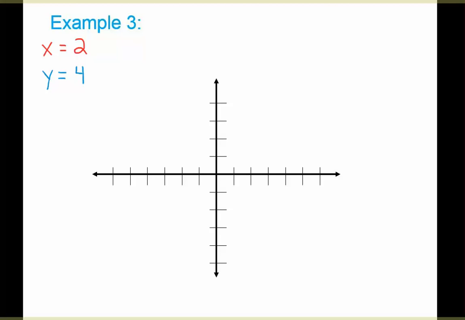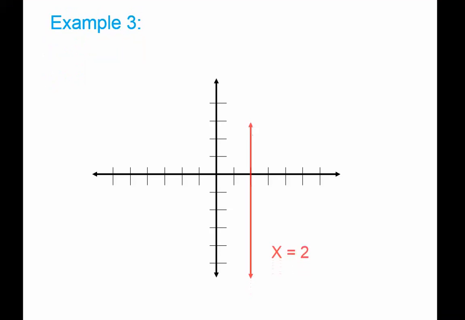All right, well, x equals 2 is going to be a vertical line that crosses the x-axis at 2. So hopefully you got this for x equals 2. Okay. y equals 4 is going to be a horizontal line that crosses the y-axis at 4. So y equals 4 will be the horizontal line here crossing at 4.